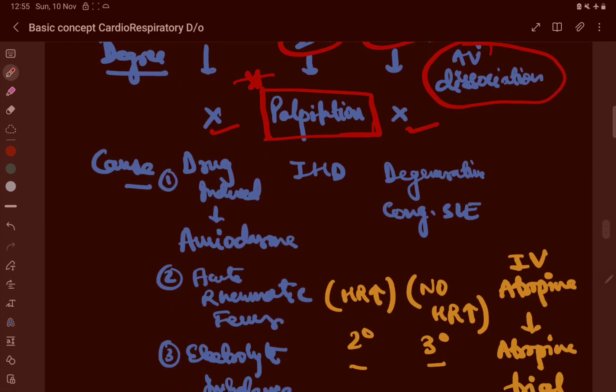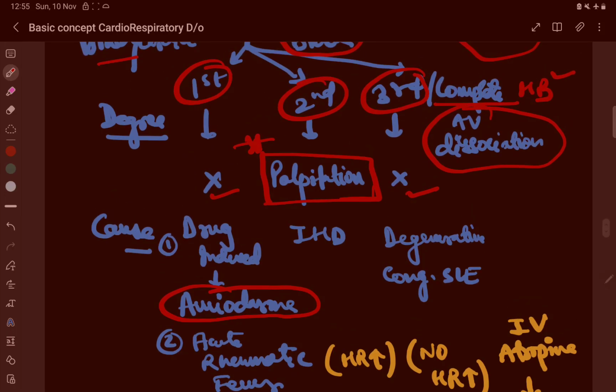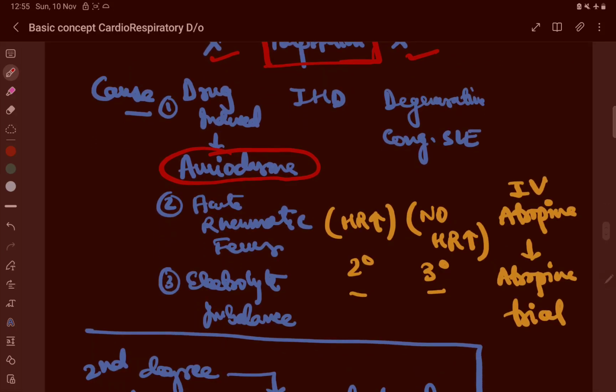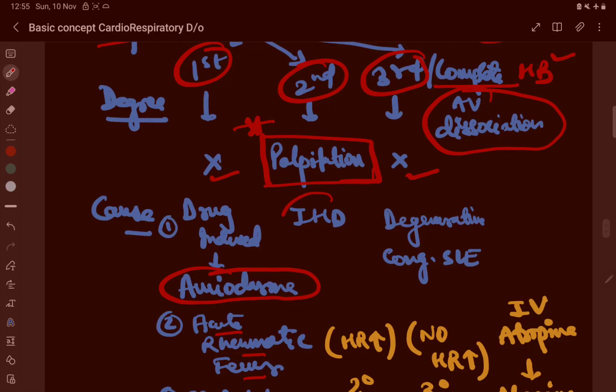The causes, very important. There are many causes, we will discuss later, but very important: drug induced, amiodarone causes first degree heart block. Acute rheumatic fever causes first degree heart block. Electrolyte imbalance causes first degree heart block. IHD causes second degree heart block. The degenerative changes and congenital, SLE, we'll discuss later, so this causes the third degree heart block.